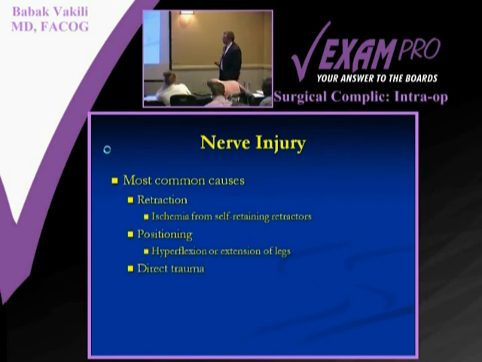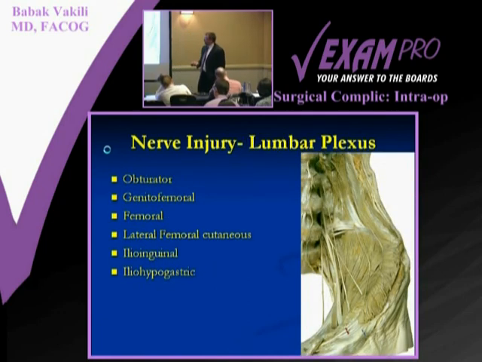Most common cause of nerve injuries occurs from retraction in the work we do. If you have your self-retaining retractor sitting on a nerve, it can become ischemic. Positioning, if you hyperflex the leg, you can compress the femoral nerve under the inguinal ligament. And then direct trauma, obviously, if you cut or injure a nerve, that's a problem.